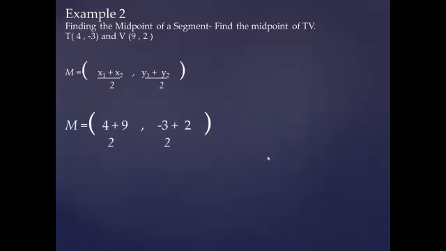So we fill in all of our coordinates. So for the x, we're going to have 4 plus 9 over 2. And for the y, -3 plus 2. 4 plus 9 is going to be 13. 13 divided by 2 is 6.5. -3 plus 2 is -1. -1 divided by 2 is -0.5. So our new coordinates are 6.5, -0.5. That is where our midpoint would be located.